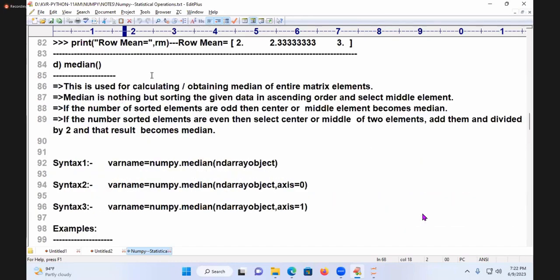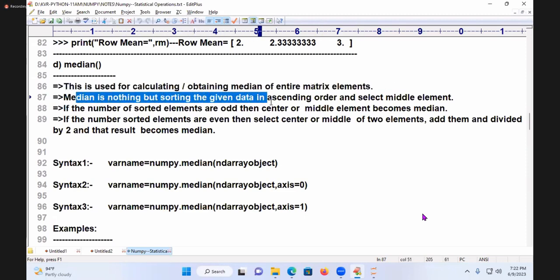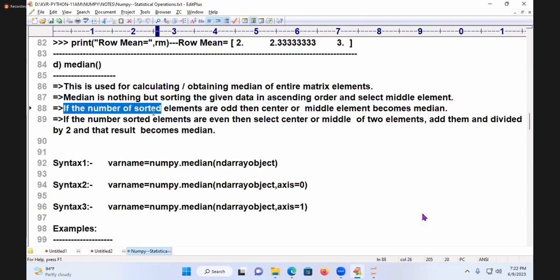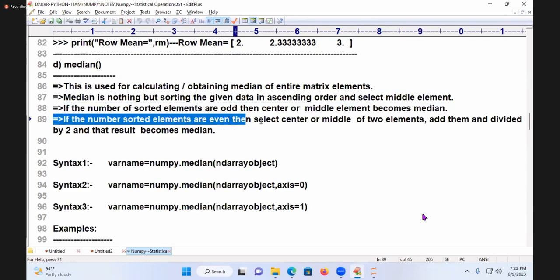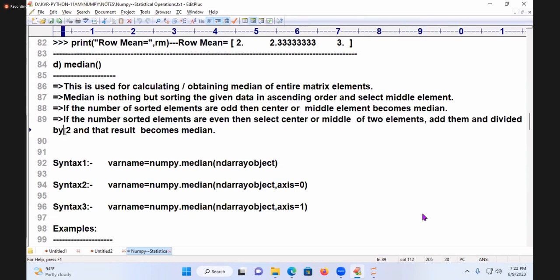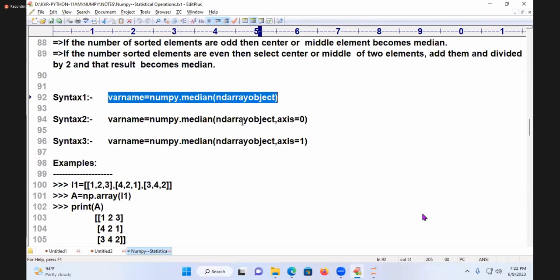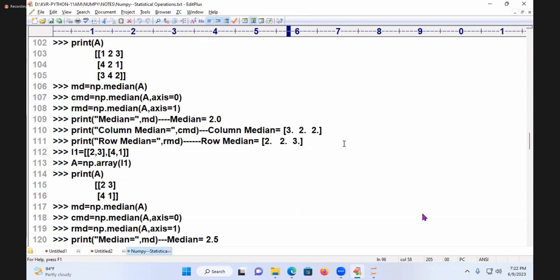Median has a written description also. Median is nothing but sorting the given data in ascending order and selecting the middle element. If the number of sorted elements is odd, then the center or middle element becomes the median. If the number of elements is even, then select the middle two elements, add them and divide by 2, and the result becomes the median. And see this data, axis 0 and 1. Are you following? See, students.